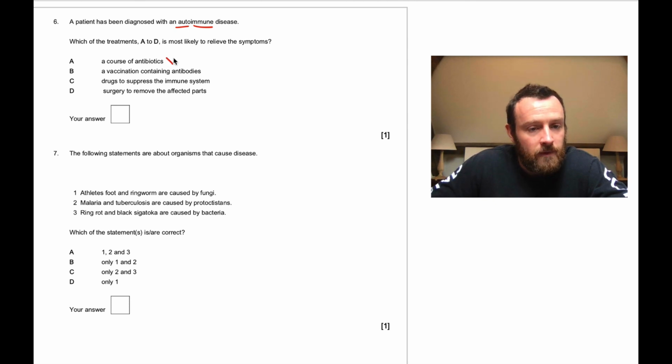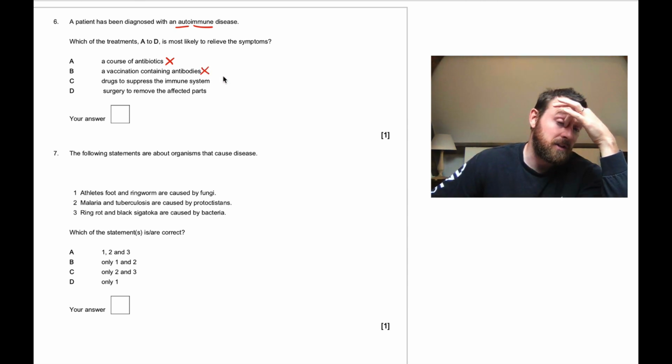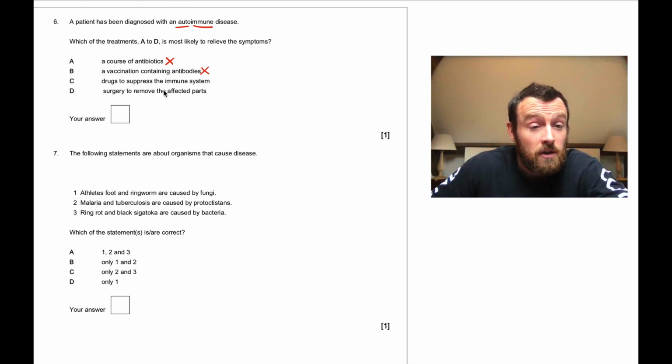Antibiotics, no, that will only work on bacteria. This is just weird. A vaccination containing antibodies, well, A, that's not a vaccination, and B, that's not going to do anything, so no. Drugs to suppress the immune system, yes. Your immune system is attacking yourself, you want to calm it down, so that's going to be the one. No, surgery, that's pretty drastic. So 6. The answer is C.